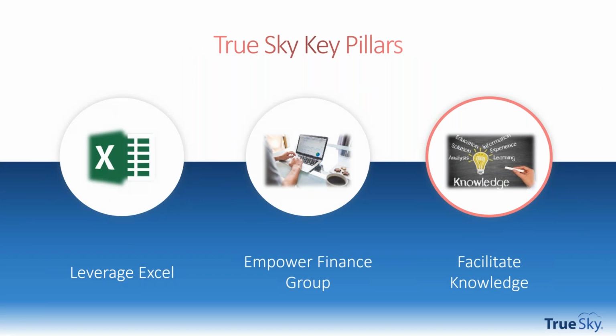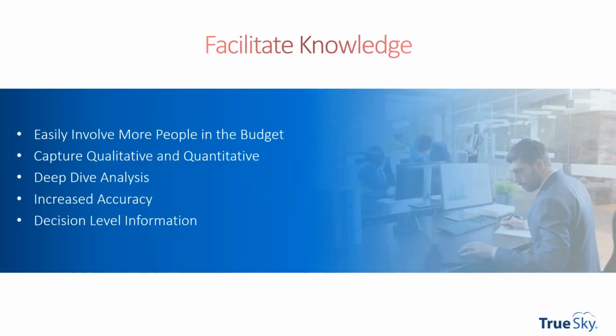And ultimately, we wanted to facilitate knowledge. And by that, we wanted to make sure that we can easily involve more people in the budgeting process. The closer you are to the action, the better the numbers and the more meaningful they are, and as people are inputting their own budgets, we can make them accountable for it. We want to make sure we capture not just the numbers, but the reason behind the numbers, and also allow people to drill down and do deep dive analysis on the data. Obviously we wanted to increase accuracy, and ultimately wanted to provide better decision level information so management can make better decisions.